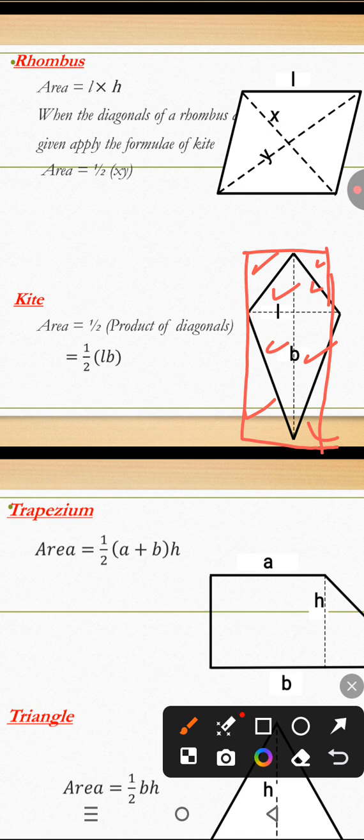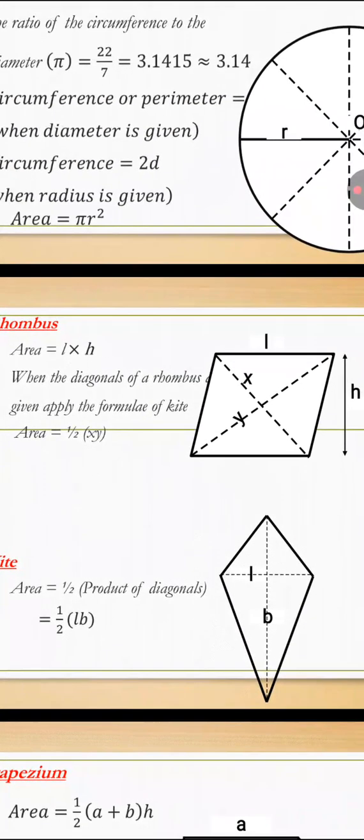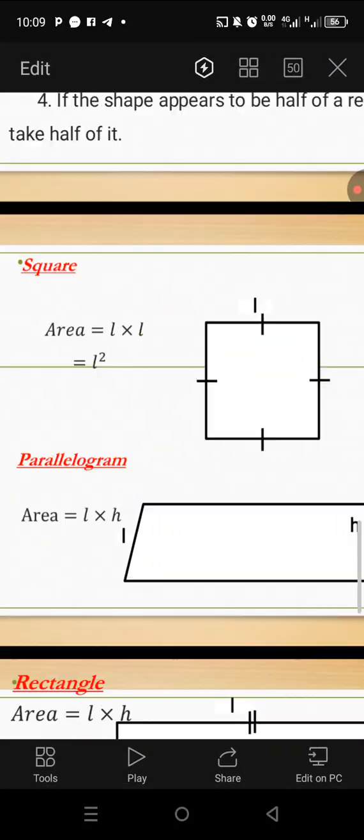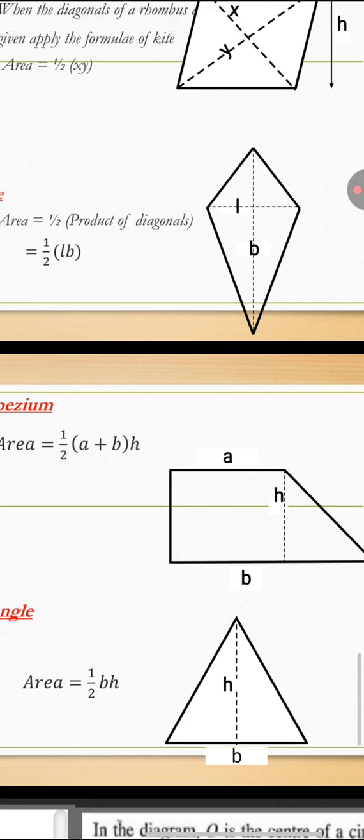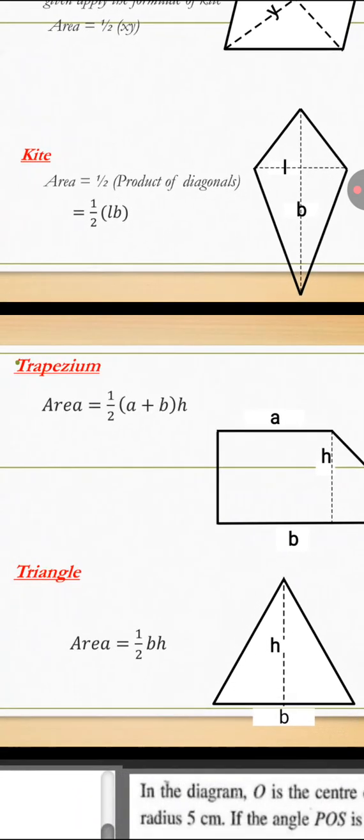So kite and rhombus behave in a similar way, right? They have a similar behavior. They usually use the diagonals. So the diagonals are given, use it. The length and breadth are given, use it. But with kite, if length and breadth are given, yes, so you introduce your half. Because the length is equal to the longer diagonal and the breadth is equal to the shorter diagonal. So you just introduce that.